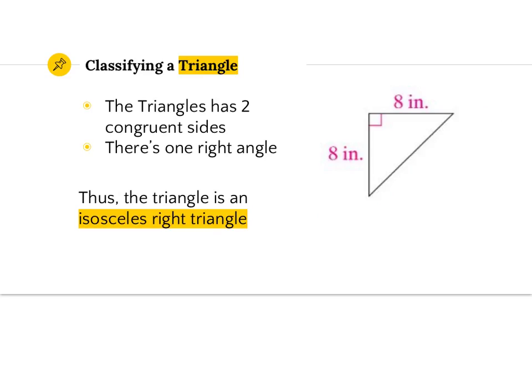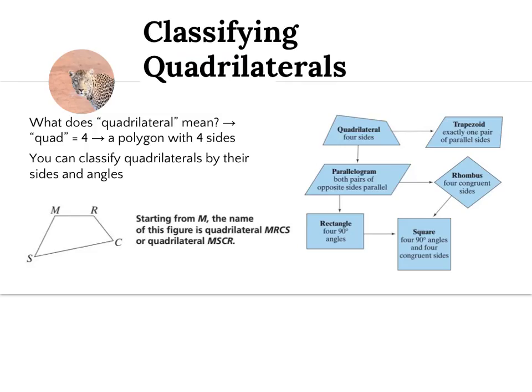So if we were to classify this triangle over here, we see that 2 sides have the same length. They are both 8 inches. And there is one right angle. Therefore, the triangle is an isosceles right triangle.